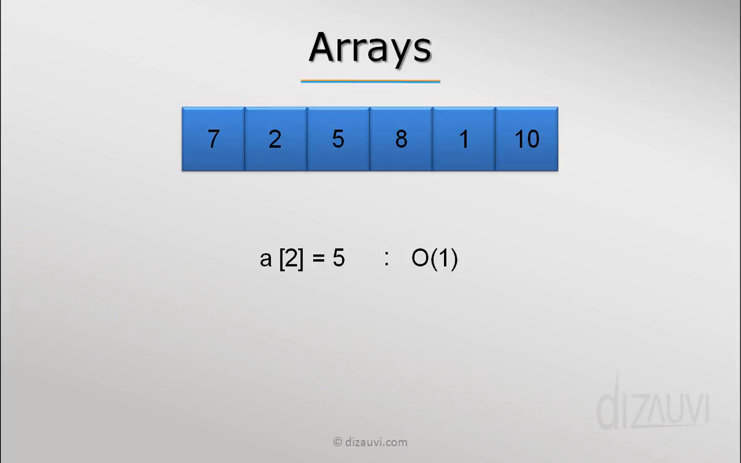So we say that finding an element in an unordered array takes order of n time in the worst case. And what about deleting an item? Well, delete also takes order of n time because we should first find the item and then delete it, alright?